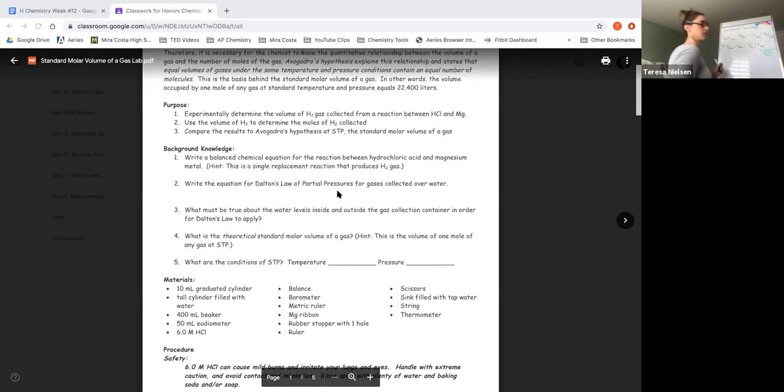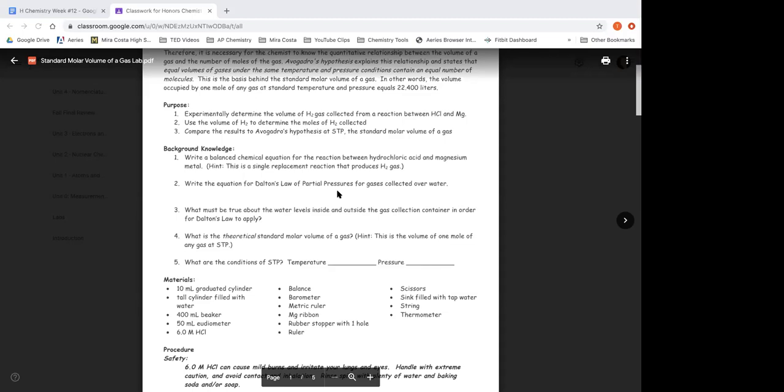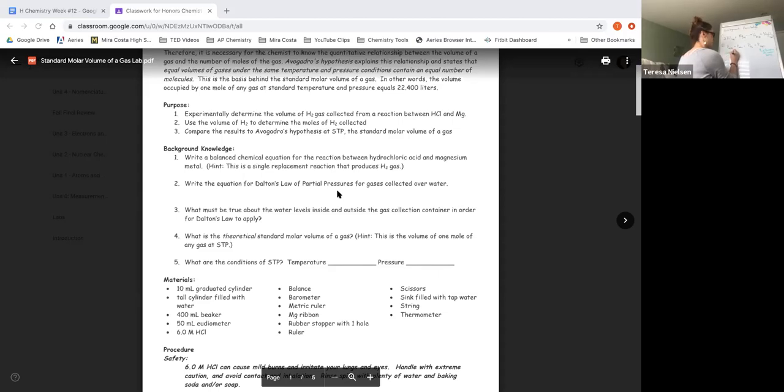So that depends on the water temperature. And then this is true. What has to be true about the water levels inside and outside the container in order for the total pressure inside to equal the atmospheric pressure outside? They have to be the same. So water levels are the same. Okay, so when the water levels are the same, then we can say that this equation is true. Oh, and that's question number 3.